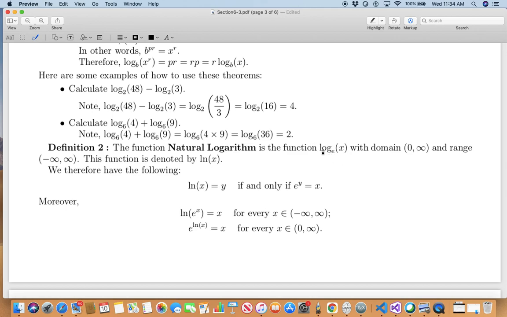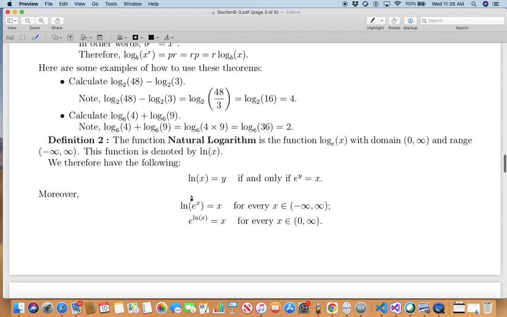Log base e is a very special function, so it has its own notation, ln. So ln for natural logarithm. The function is denoted by natural log, ln of x. What does that mean? Natural log of x is y if and only if e to the power y is x. Okay.